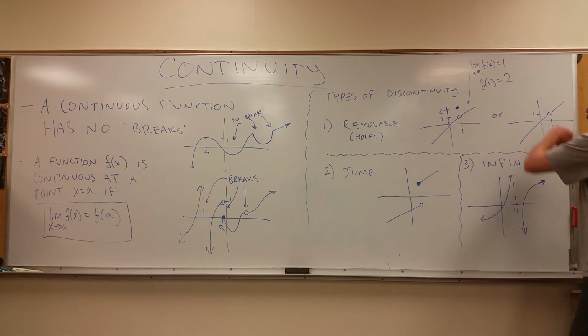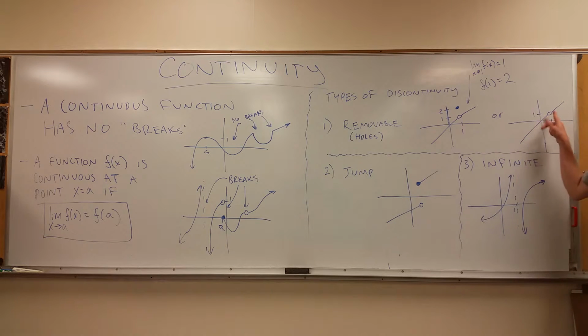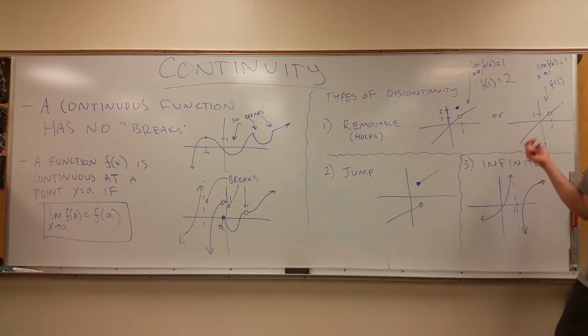Now another form of removable discontinuity, we don't need to have that closed circle right there. We could just have straight up a hole, which is like some of the examples we looked at in the previous videos. So in this case, the limit of f of x as x approaches 1 would still be 1, but f of 1, if we have a hole right here, what does that mean f of 1 is? Well, it means f of 1 is undefined.